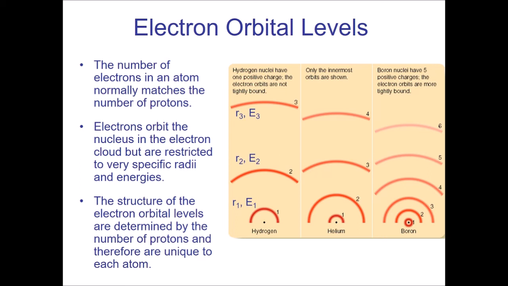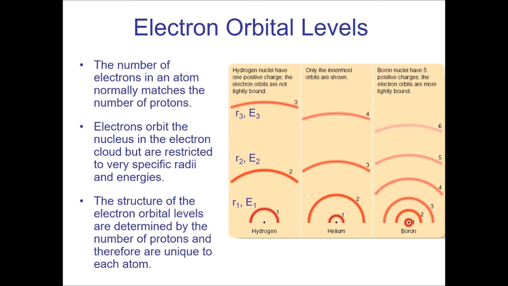If you were to add or remove electrons, those are referred to as ions. But we're not talking about ions. We're talking about regular atoms here. The electrons orbit the nucleus in the electron cloud, but they are restricted to very specific radii and energies. To a large extent, you could kind of compare atoms to our solar system in the sense that the sun is like the nucleus and the planets are like the electrons as they go around. What's different about that is you can have a planet at virtually any distance you want to. That's not true for the electrons. The electrons are restricted to very specific orbits, and they must stay in those particular orbits.